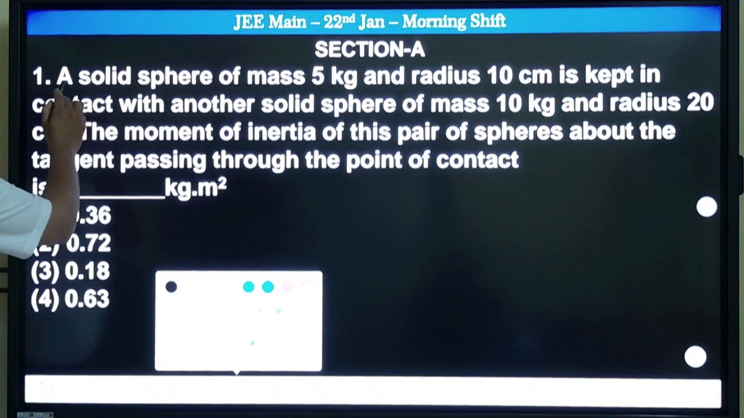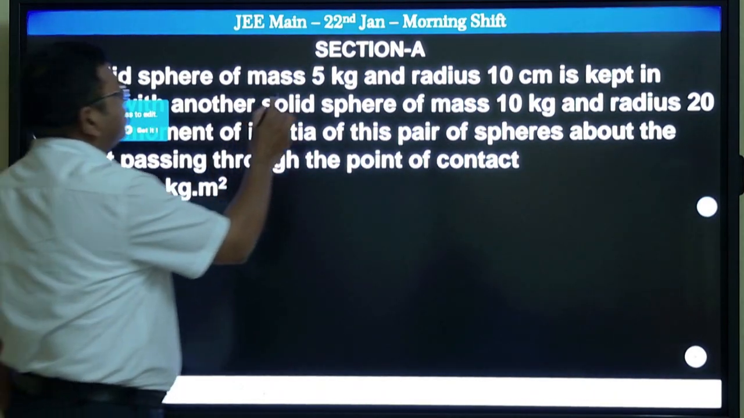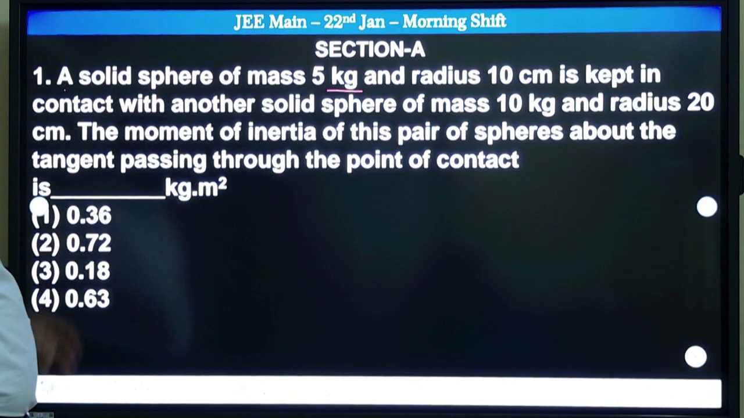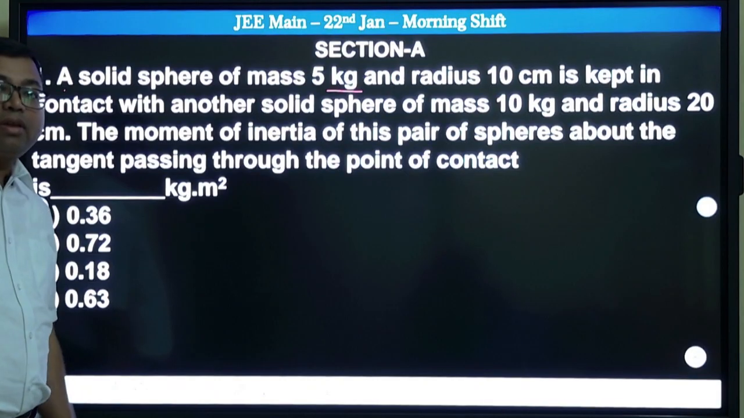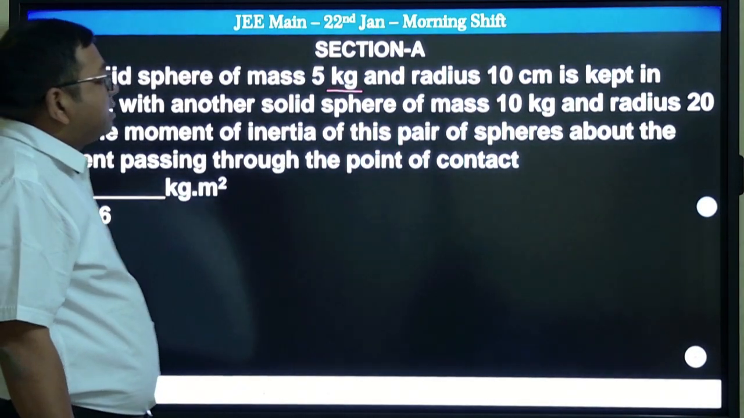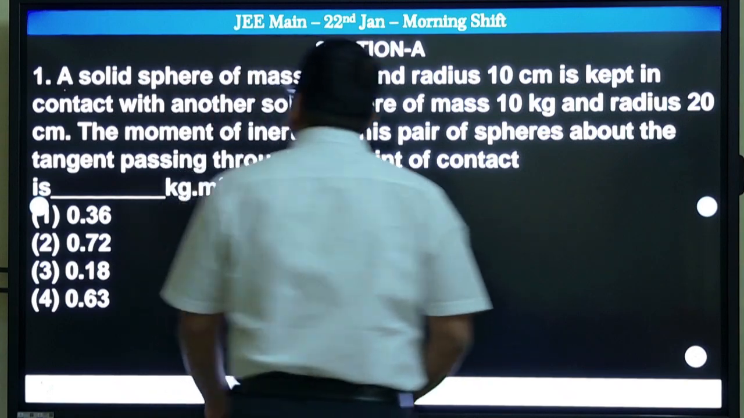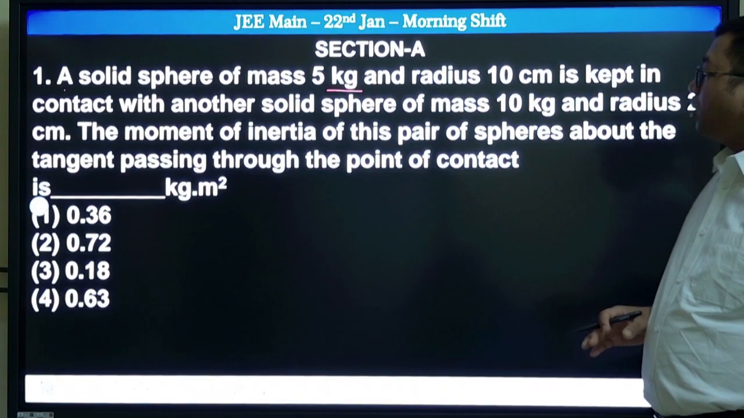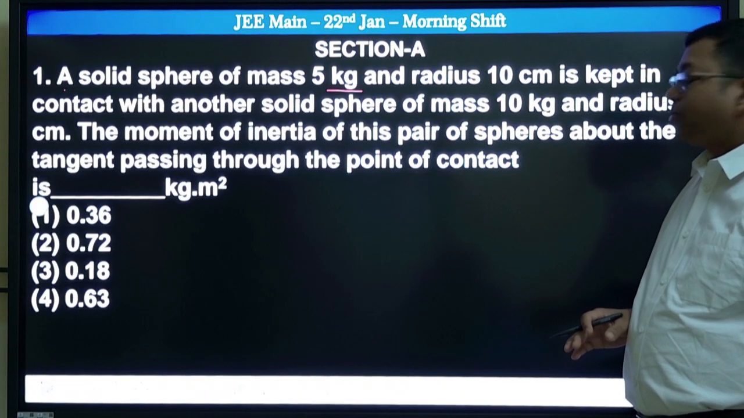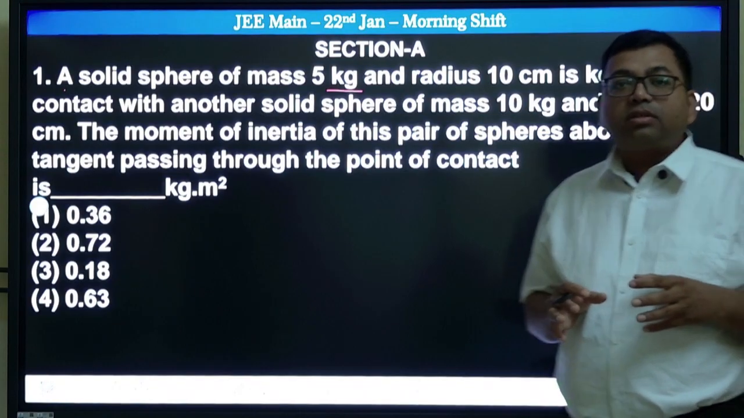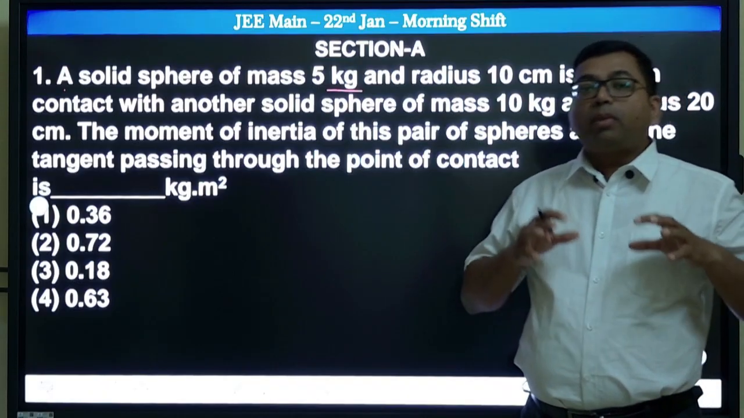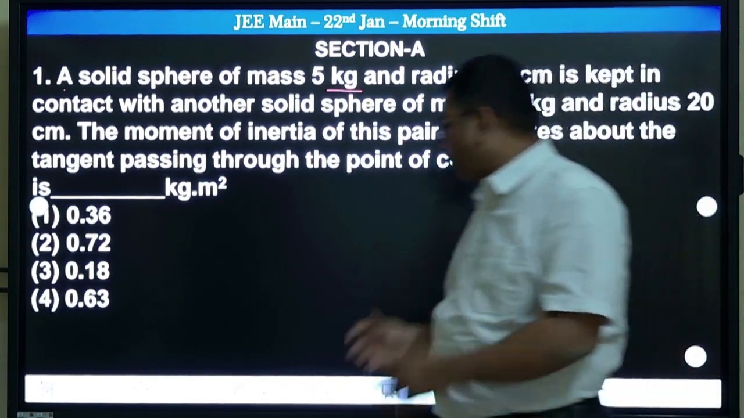A solid sphere of mass 5 kg and radius 10 centimeter is kept in contact with another solid sphere of mass 10 kg and radius 20 centimeter. The moment of inertia of this pair of spheres about the tangent passing through the point of contact. So this question is related to rotational dynamics, right? So calculation of moment of inertia. So let us quickly think about it.